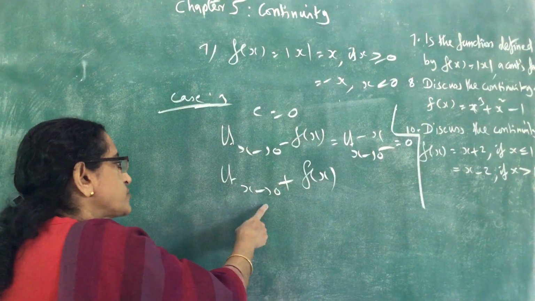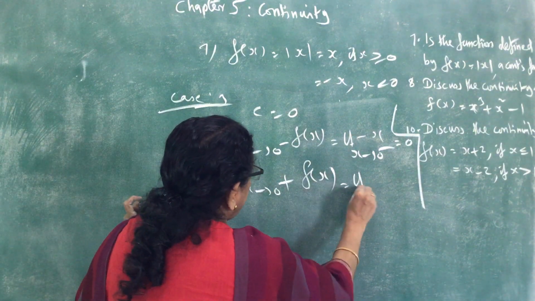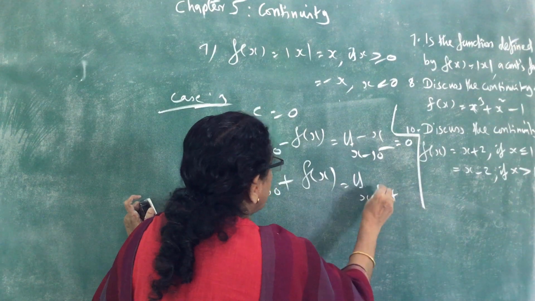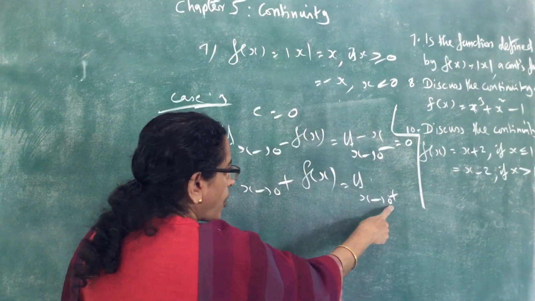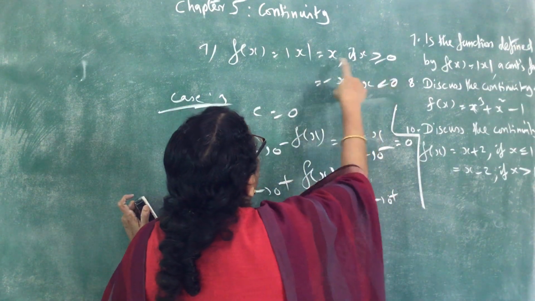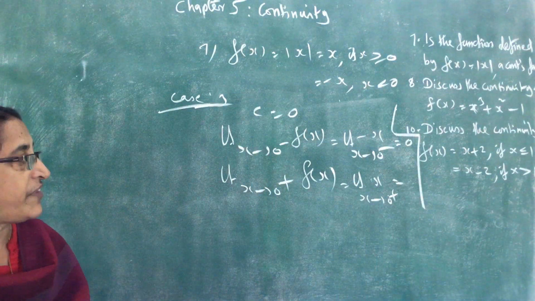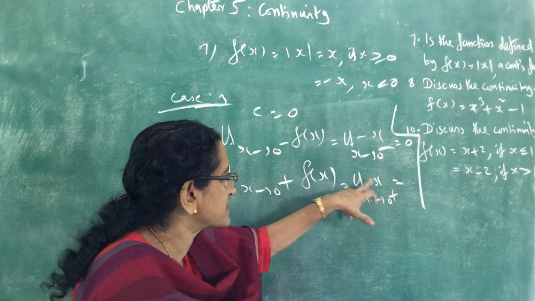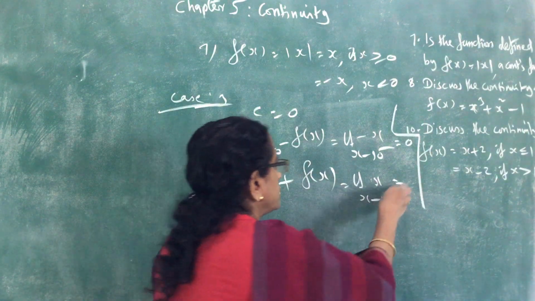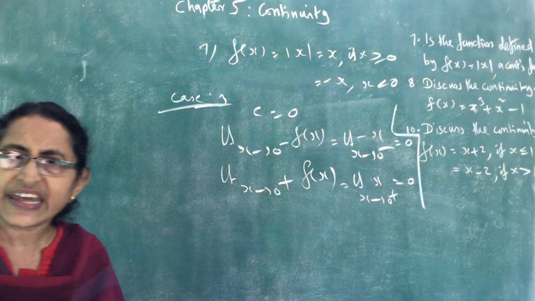Now what is limit x tends to 0 plus f of x? 0 plus means x greater than 0. What is f of x? It is x. For the evaluation of the limit, when we find the limit, put x equal to 0. So we get 0. So both are equal.